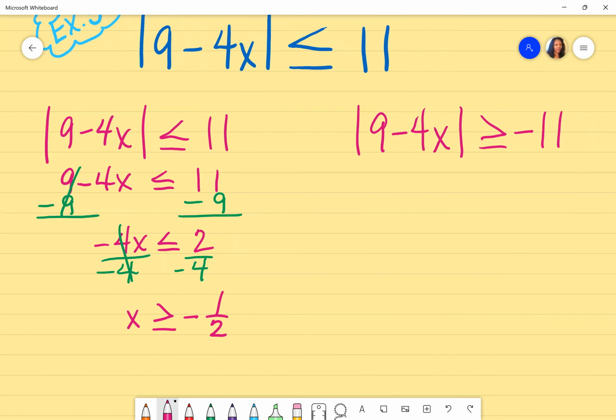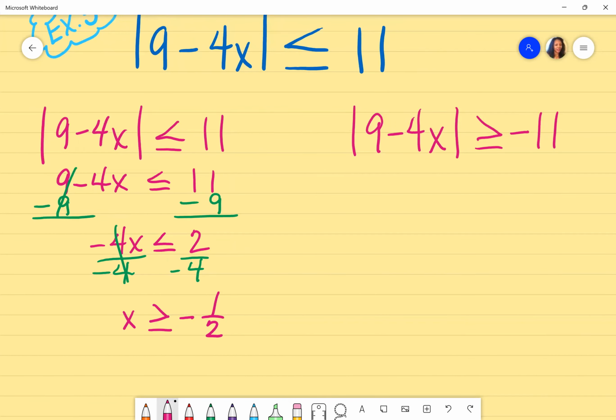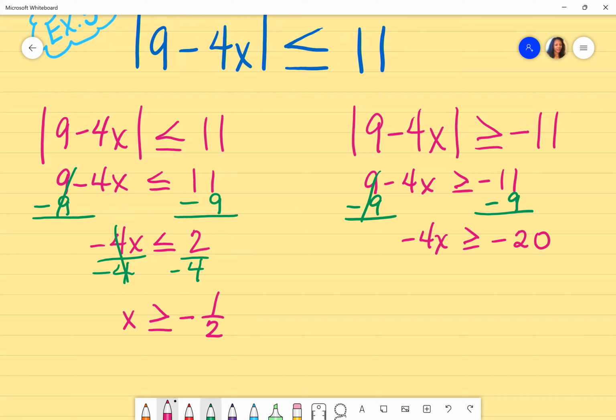Then going over to the other inequality, I can drop the bars. I have 9 minus 4x is greater than or equal to negative 11. And I'm going to do the same process. I'm going to subtract 9 on both sides. I have negative 4x is greater than or equal to negative 20. But this time I am dividing again by a negative number. And when I do that, what does that mean? Yep, got to flip the sign. So this time x is less than or equal to, and the two negatives go away. So 20 divided by 4 is simply 5.